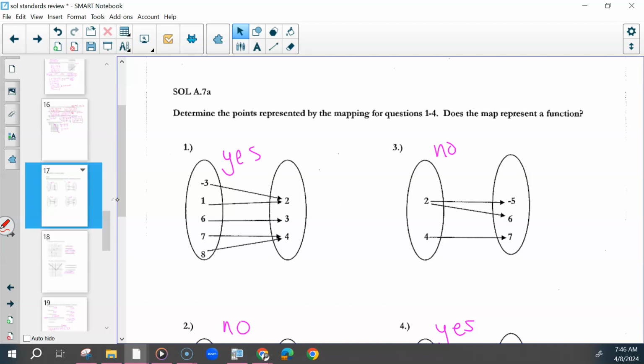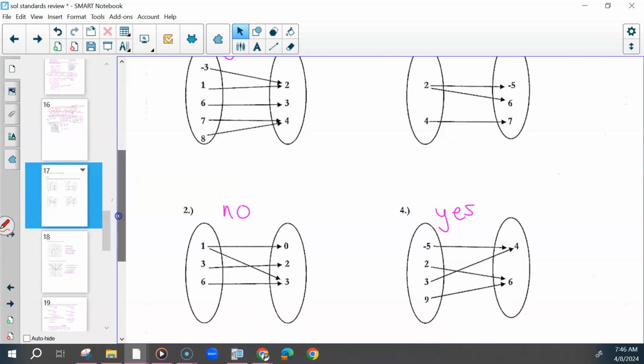To determine, is this a function? I'll explain it in general, but then we'll talk more about it later. It's looking for each of these to have one x going to one y. So this one was a function, this one was not, that one was.